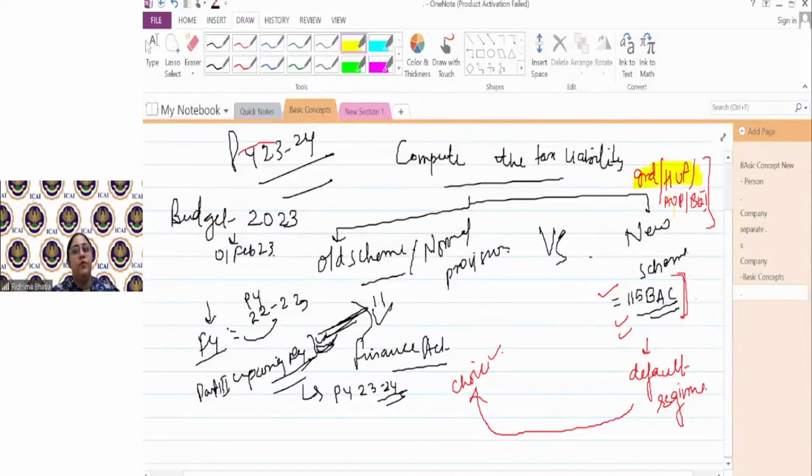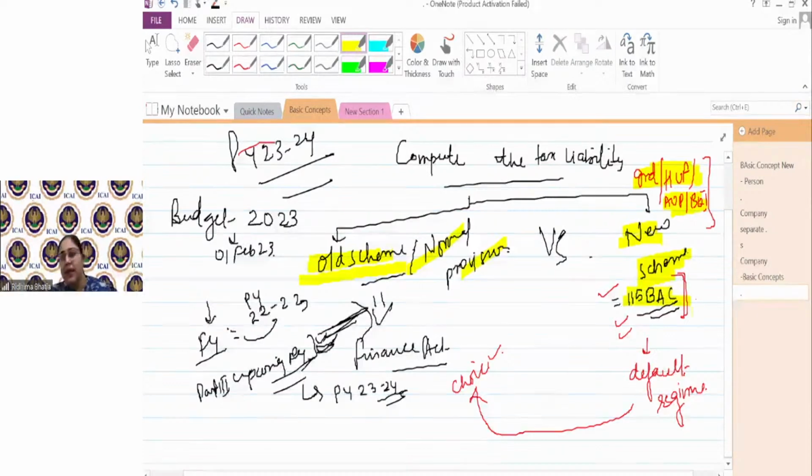There are two types of options through which you can pay the tax for the year. One is the new scheme, which is new, because it was introduced a couple of years back. And one is the old scheme, which is the old thing which is going on since inception. Yes, the rates change as per the budget, but the old scheme has the normal provisions. And one is the new scheme.